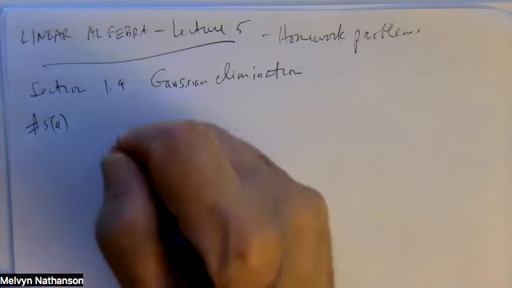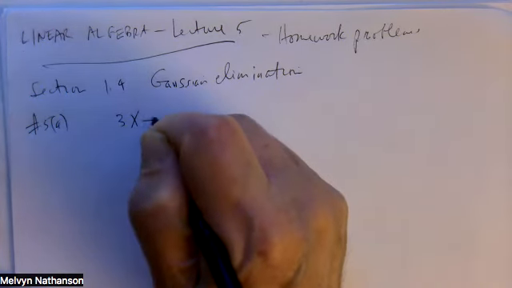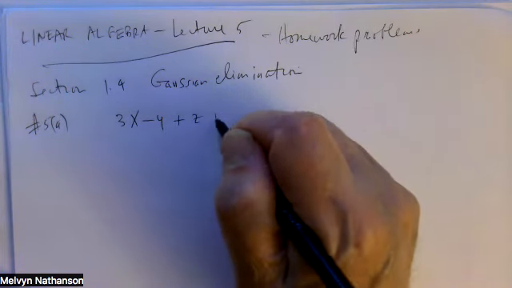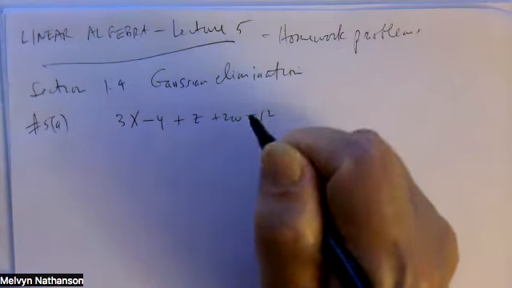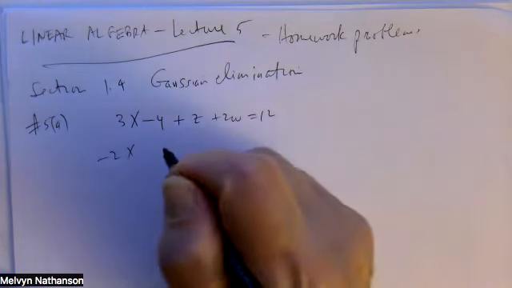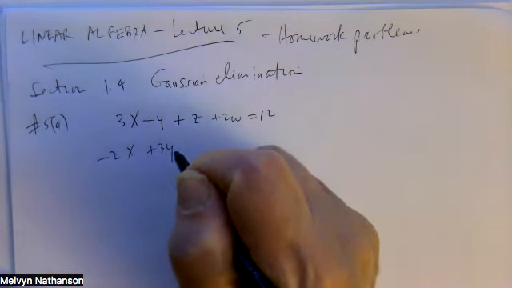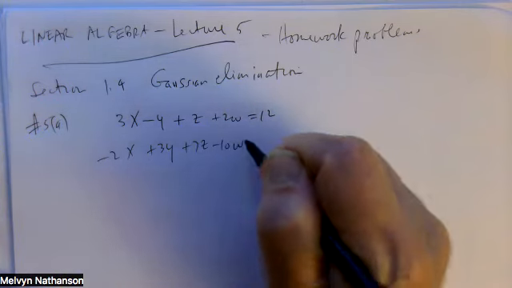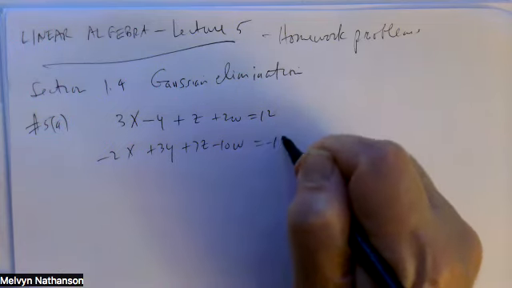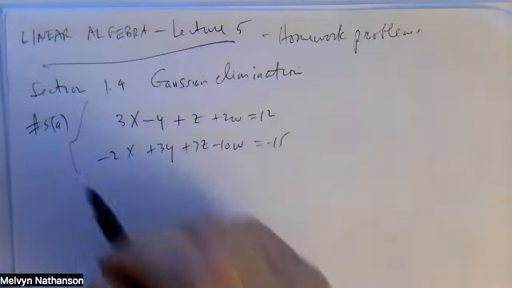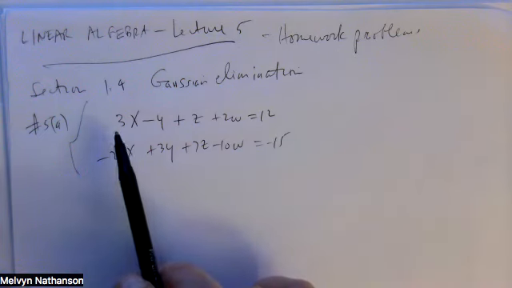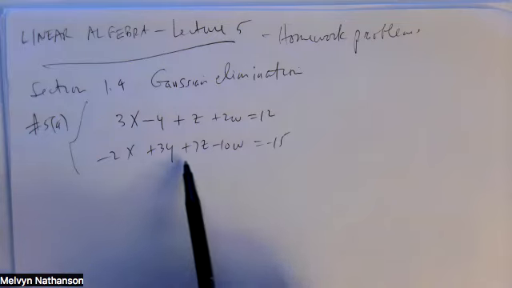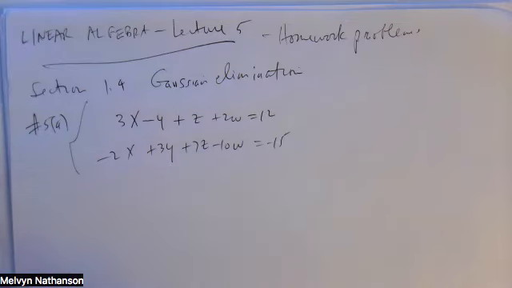So we have two equations, 3x minus y plus z plus 2w equals 12, and minus 2x plus 3y plus 7z minus 10w equals minus 15. So the coefficients are 3, minus 1, 1, 2, 12, minus 2, 3, 7, minus 10, minus 15.